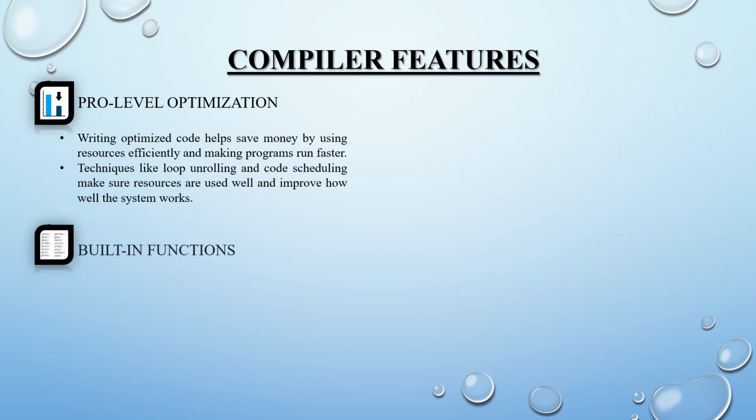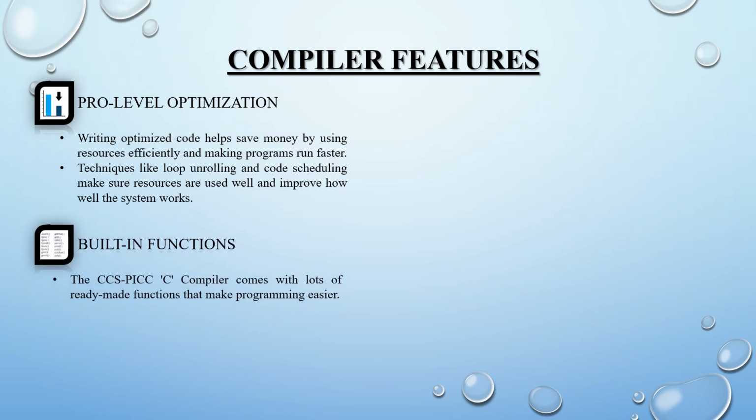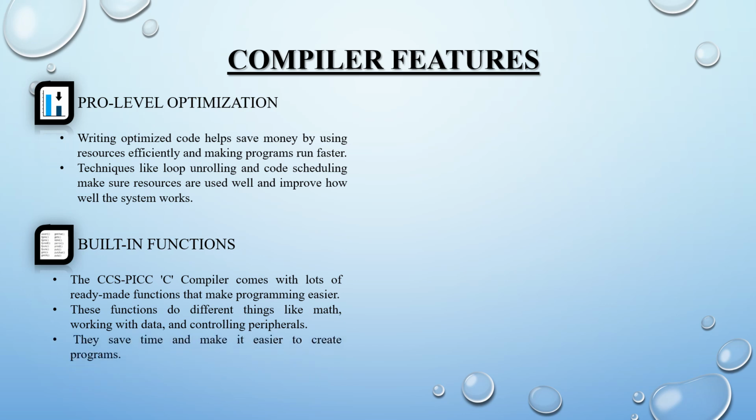Our second point is built-in functions. The CCS PICC C Compiler comes with a lot of ready-made functions that make programming easier. These functions do different things like math, working with data, and controlling peripherals. They save time and make it easier to create programs.